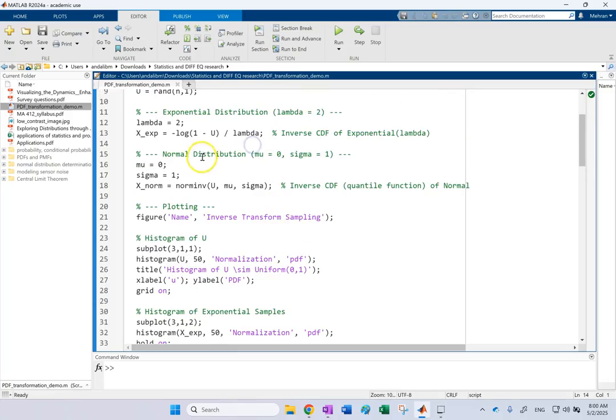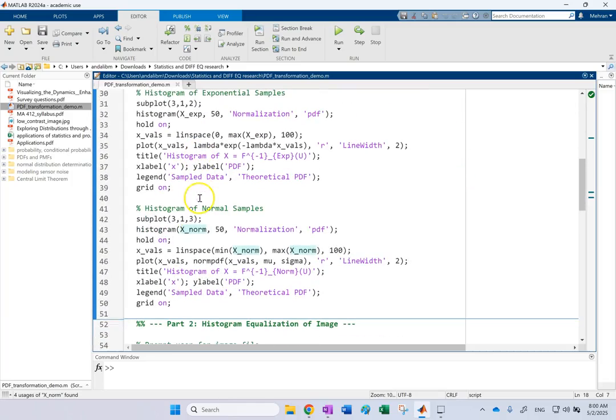Then I do it for the normal distribution. So I apply this inverse CDF of the normal distribution, for which there is a function in MATLAB, norm_inv. I apply that to u with the same mu and sigma of 0 and 1, because I want to transform it to 0 and 1. And I get x norm. So this x norm should ideally behave like a Gaussian distribution. And I do the histogram of that as well.